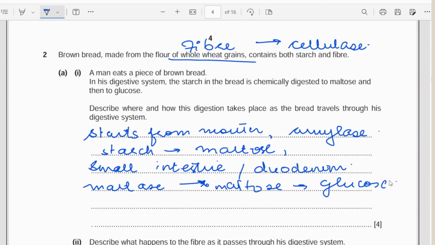Or maybe this question can be modified in another way, like how is starch digested as it moves through the alimentary canal. Then you have to mention that there is no digestion in the esophagus and no digestion in the stomach. Then you have to mention why: because the esophagus is not producing any enzyme, and your stomach also doesn't have any enzyme for starch digestion. Okay, then we have to mention such things.